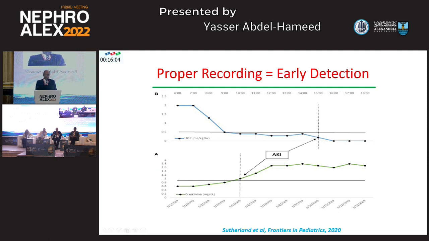And this is the early example. Proper recording, especially electronic recording, equals early detection, which is reflected, of course, on the outcome. If we depend on the KDIGO classification, this patient's baseline is 0.6, and when it rises to 0.9, this is the point of acute kidney injury. And we can detect this point by sequential recordings. Similarly, this is the sequential recording of urine output, milliliter per kg per hour, and with this we can detect at which point the patient reached acute kidney injury.